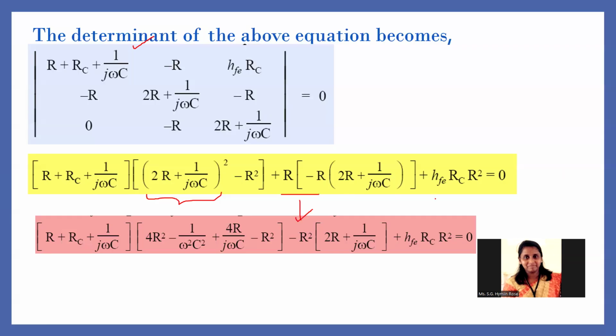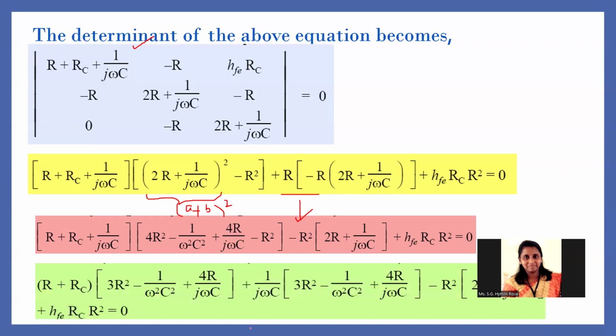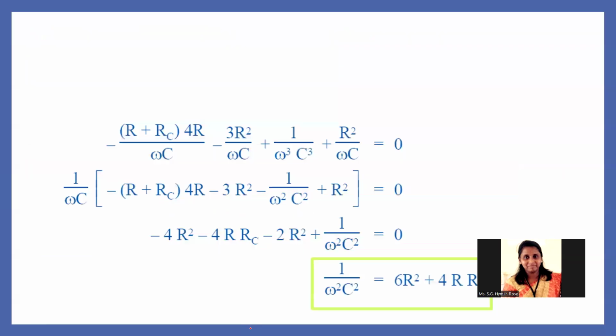The next term, then this term, is expanded as a plus b the whole square, a plus b the whole square. So that is the second part of the equation here. Next, after that, you want to separate it as a real part and imaginary part, because we need to find the frequency of oscillation and the condition for oscillation.